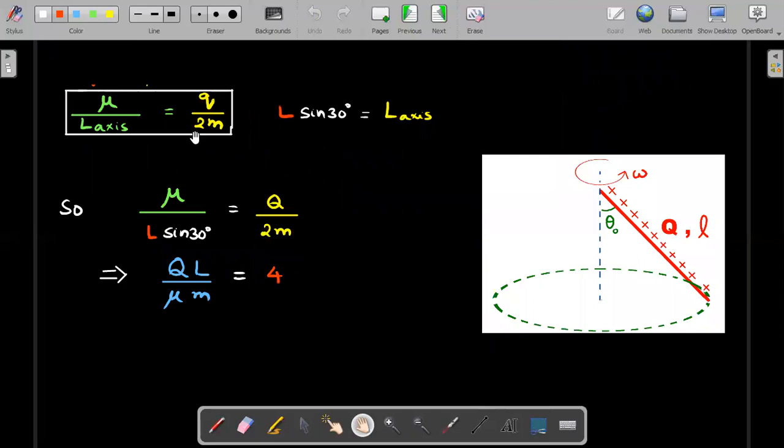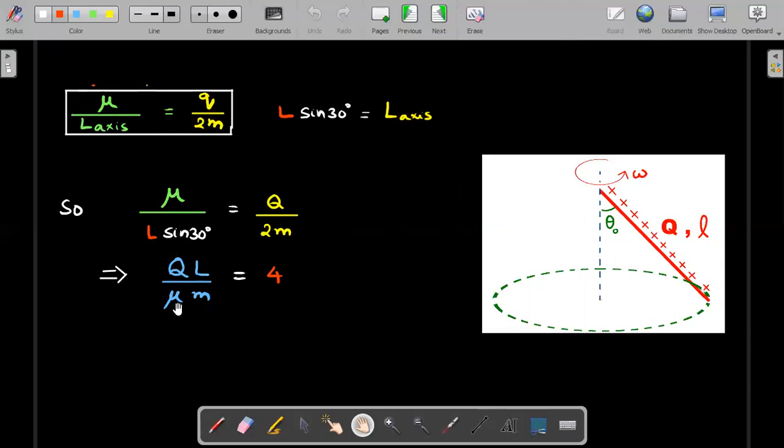Okay, so I've borrowed both of them as I promised here, right, and the picture from your thumbnail which represents the problem. Okay, so since mu divided by L axis is Q divided by 2m for this particular problem, where you could see the charge is uniformly distributed and also mass is uniformly distributed, and hence you can use the Q by 2m ratio. Okay, but the only problem is the capital L is not the capital L axis, but he has mentioned capital L about a point. So I'll make the correction. So instead of L axis, I'll substitute L sin 30 here.